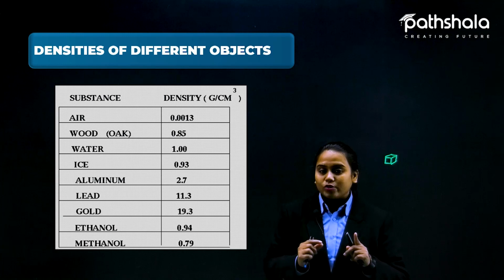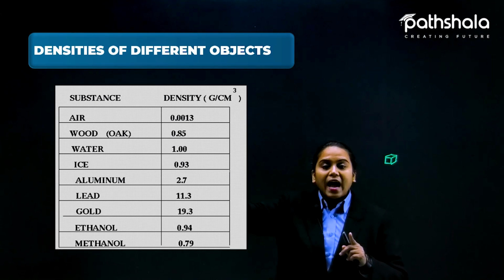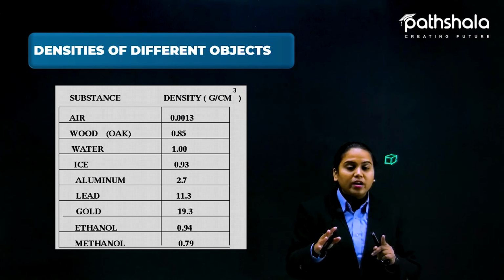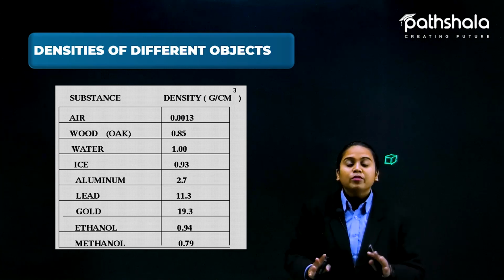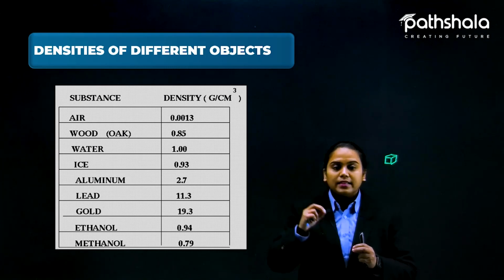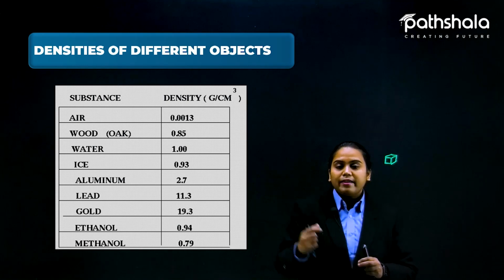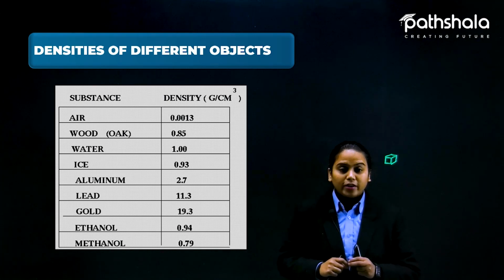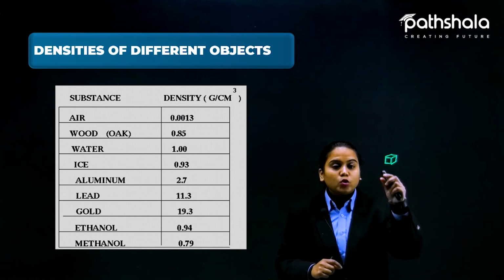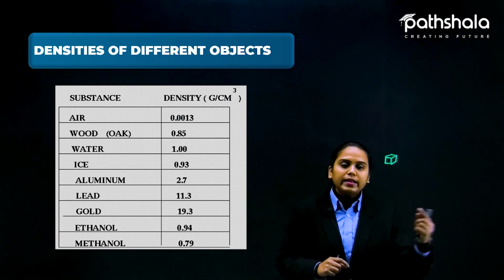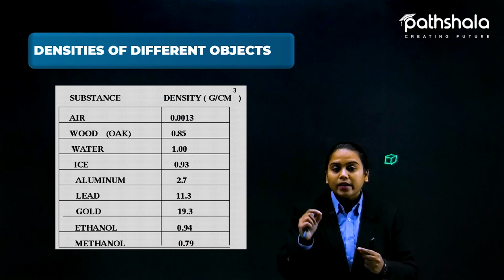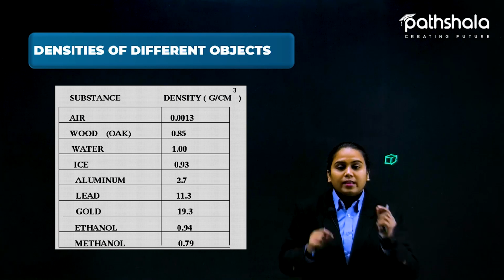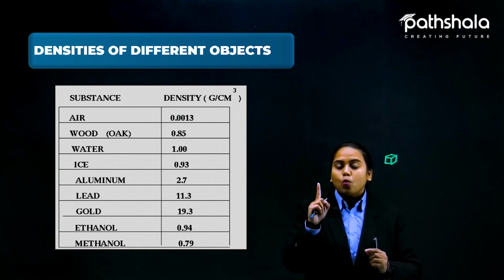If in that 1 centimeter cube we have that much mass of air, that is 0.0013, that is too small, even negligible mass. That smallest part is the density of the air here. In the same way, we have wood, that is 0.85, and water is 1, okay. That means 1 divided by 1 gives you 1. So we can say 1 gram of water is contained in 1 centimeter cube of volume. That is why water has a density of 1.